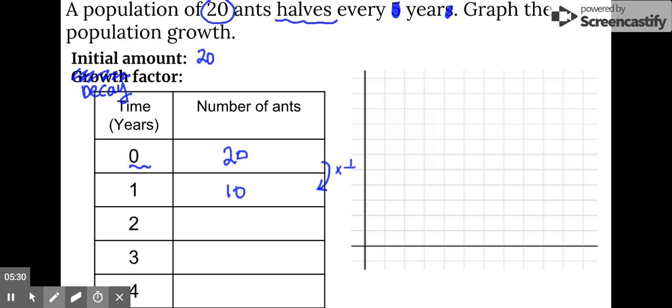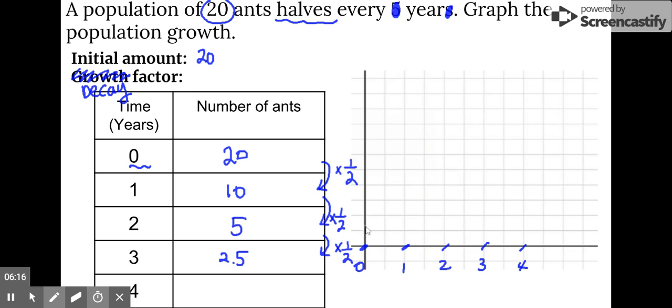So you multiply by 1/2, right? And from 10, how many ants are you going to have next year? It's going to be half of 10, so that's 5, right? So you multiply by 1/2. And I know it doesn't make any sense because we don't count ants by 2.5, but let's just keep following the pattern. So it's going to be 2.5, right? I may stop here because it doesn't make any sense. All right, so now let's graph this. 0, 1, 2, 3, and 4.